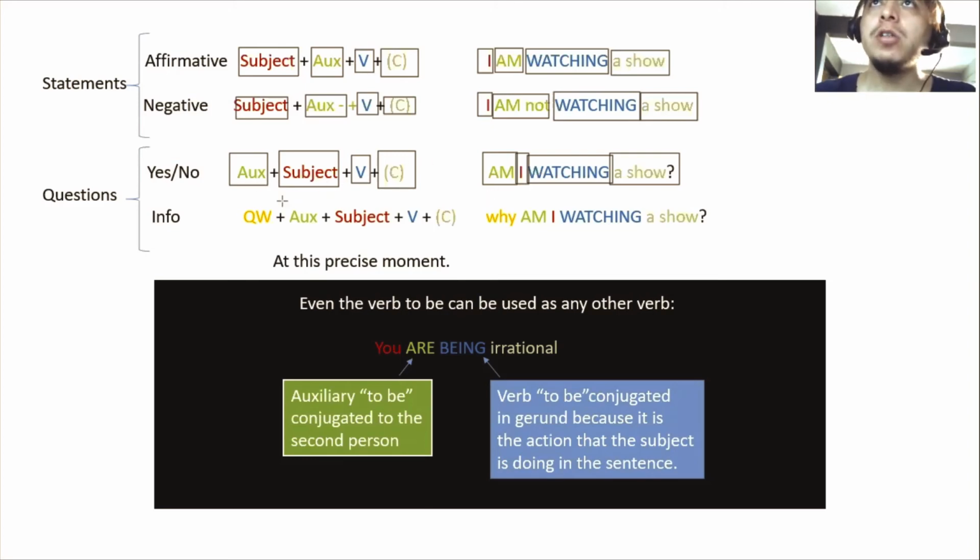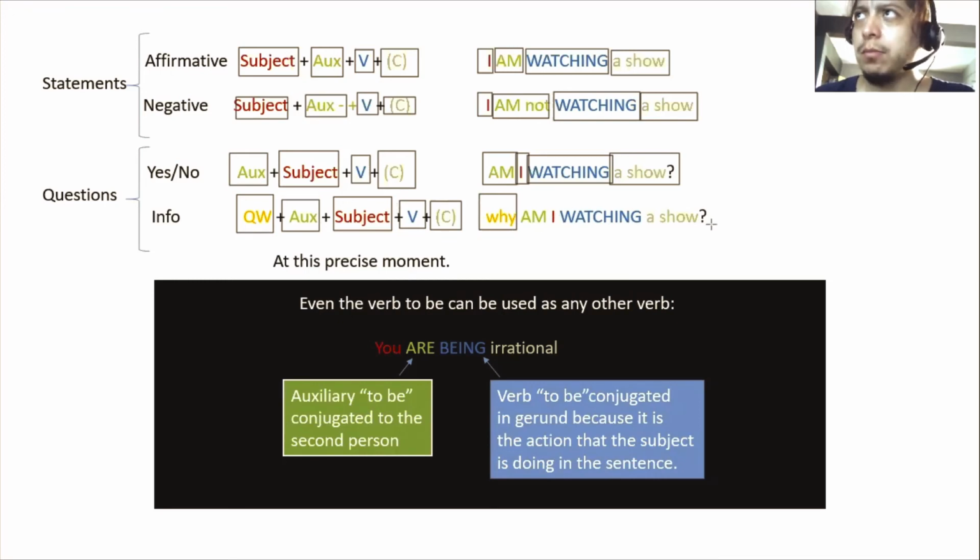Information questions, again: auxiliary, subject, verb, and complement. It is the same as this. The only difference is that you start with a question word. The question word why requires that you respond with a reason. Question word, auxiliary, subject, verb, and complement. Why am I watching a show?